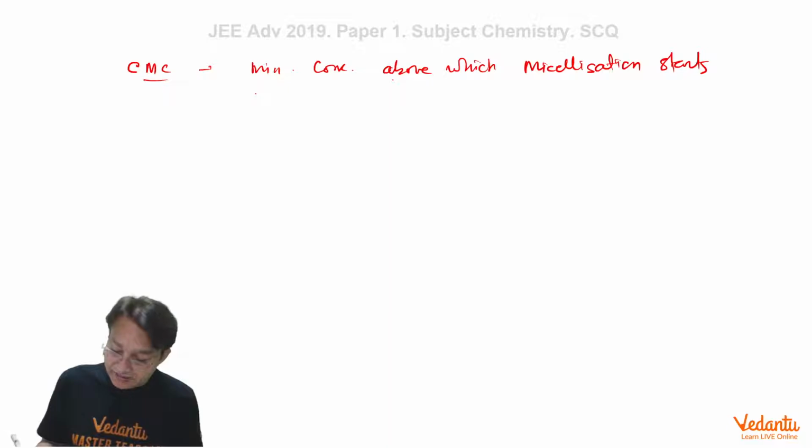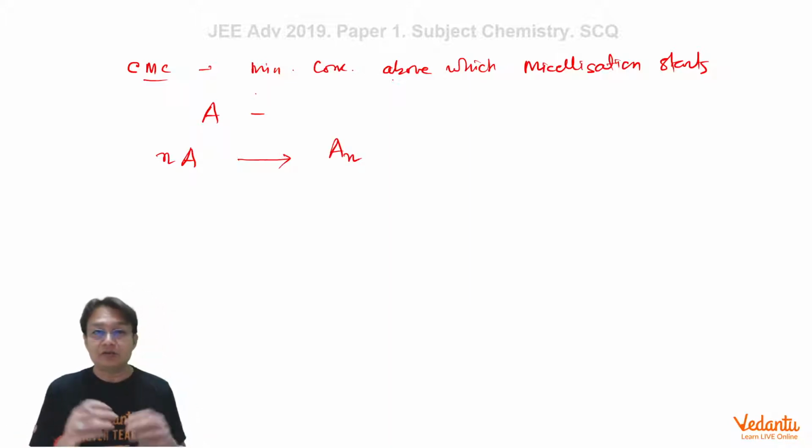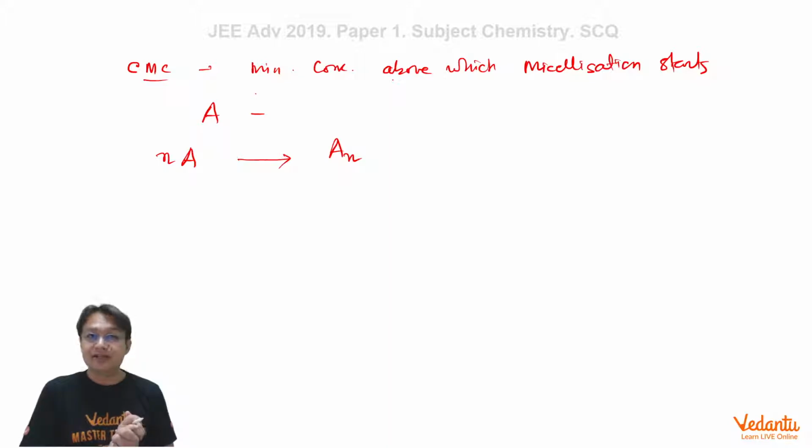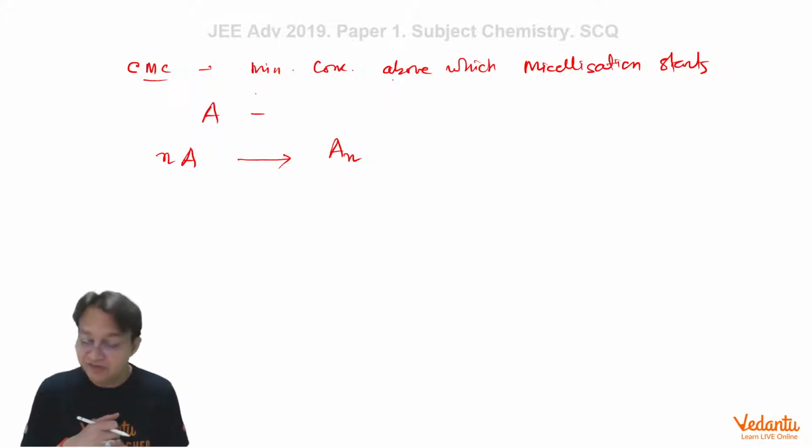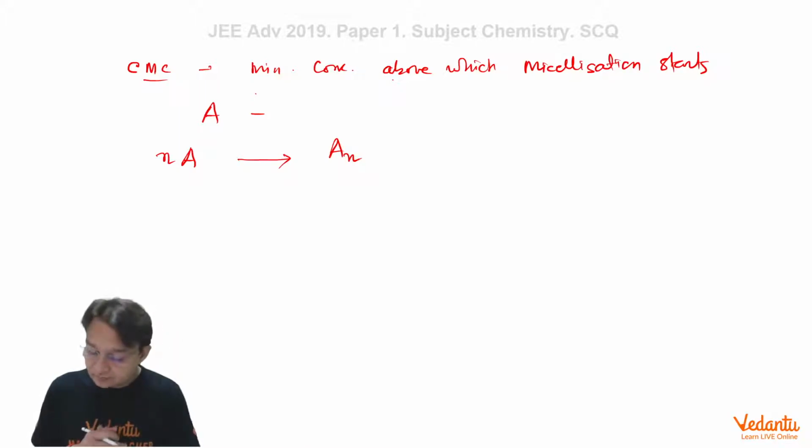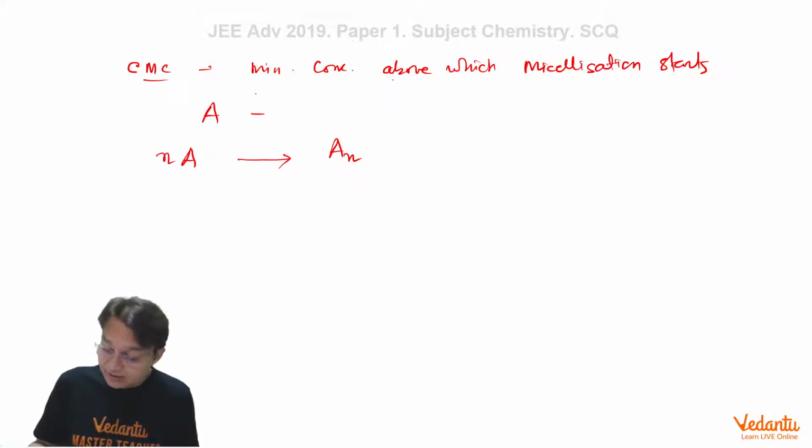Suppose A is a sodium stearate molecule, and as you add it, N of A can join together to form a micelle, where N is the total number of stearate molecules forming a micelle. Of course, this N is a variable. It can be 1000, 2000, maybe 1500, but this is how we can describe a micellization process. But this takes place only after we reach the critical micellization concentration.